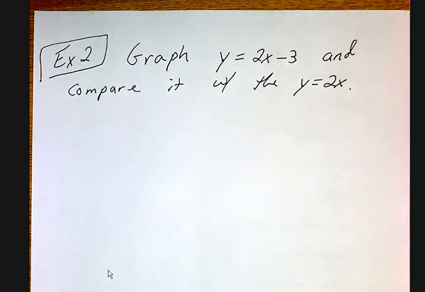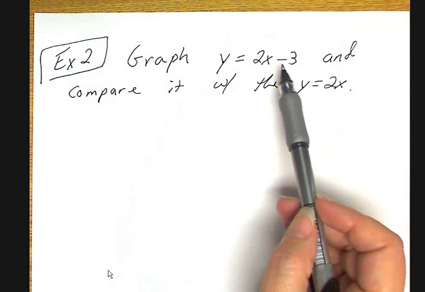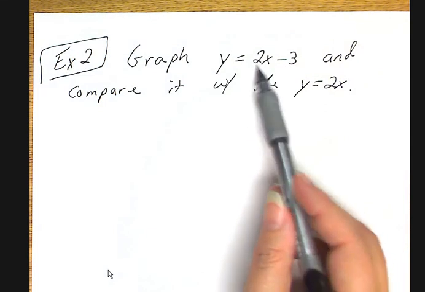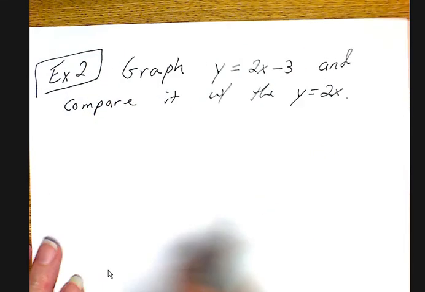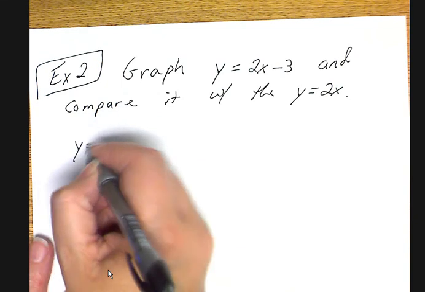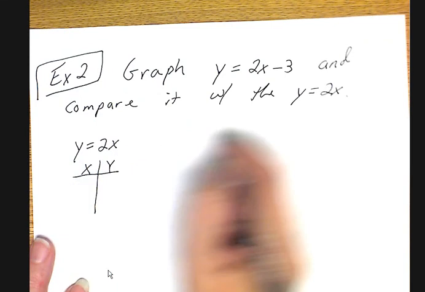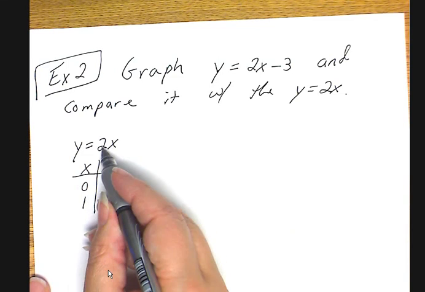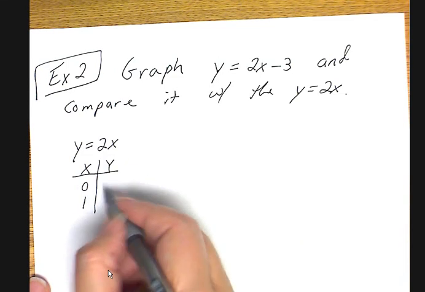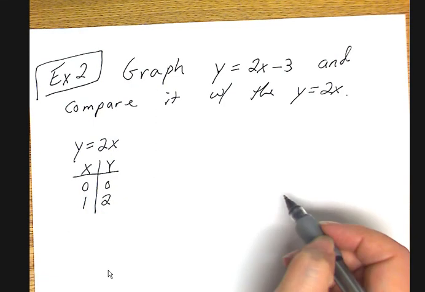Since this is set up as y equals mx plus b, the easiest way probably would be a t-chart, just like we did before, and that's what I would recommend. So we are going to do a t-chart with y equals 2x and find 2 points. So I'll just pick 0 and 1. So 0 times 2 gives me 0. And then 1 times 2 gives me 2. And in a moment I'll plot those points.